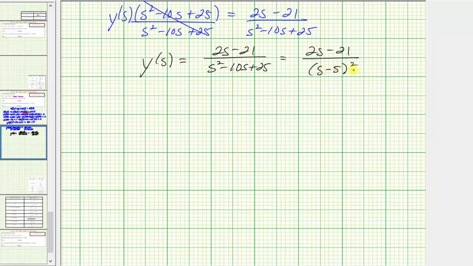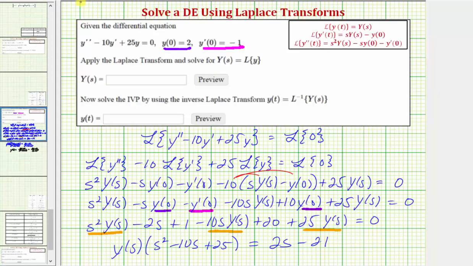Our question does ask for big Y of s, which we can enter in this form or this form. I'm going to go ahead and enter this form here. Again, big Y of s equals the quantity 2s minus 21 divided by the quantity s squared minus 10s plus 25.